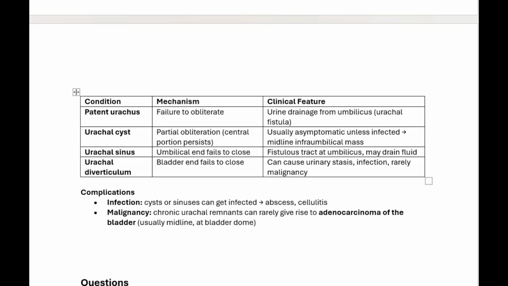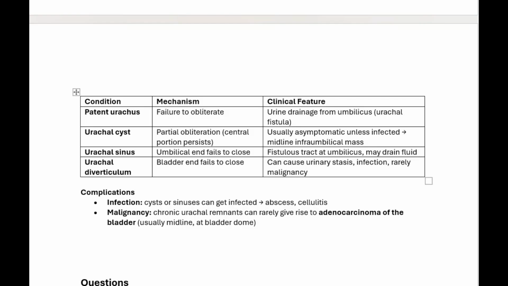And the last one there is urachal diverticulum. So this is when the bladder end fails to close, and this may cause urinary stasis. This could increase the risk for infection, and rarely a patient could develop a malignancy from that area.